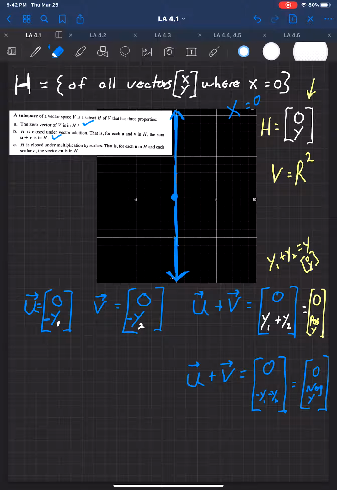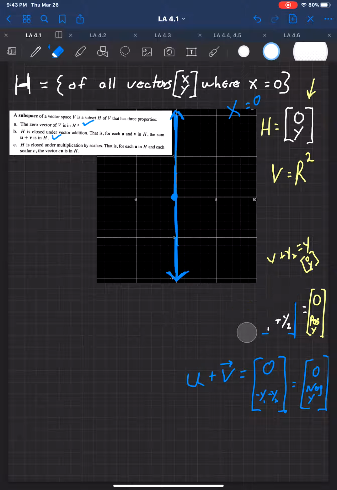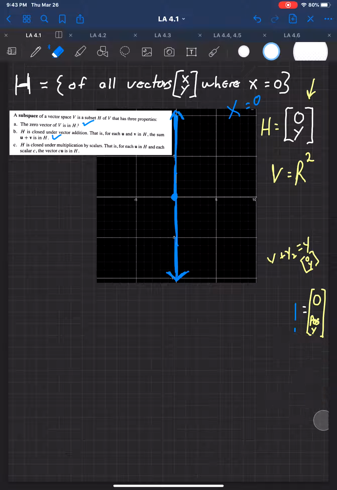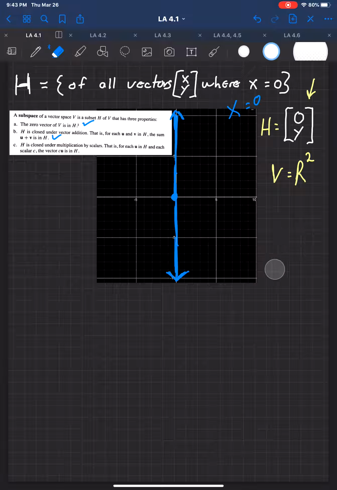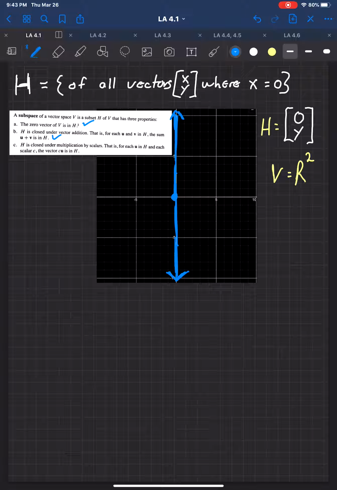Okay, so let me go ahead and clean this board up a little bit, and then I'm going to give you kind of a tip of what order I would approach this in. The very last axiom is to show closure under scalar multiplication, right? So we've got to pick a vector u, and we've got to pick a scalar c.